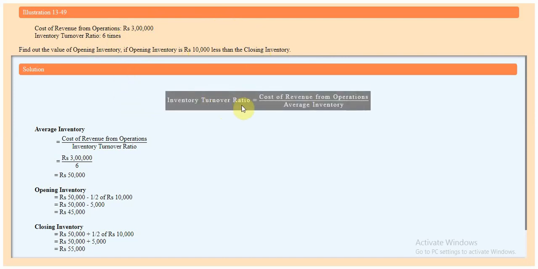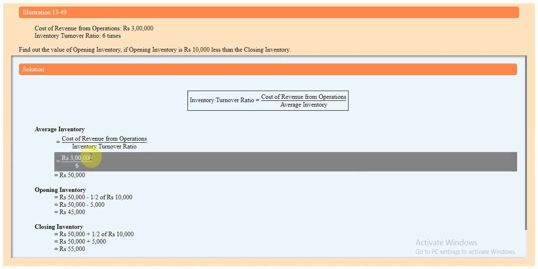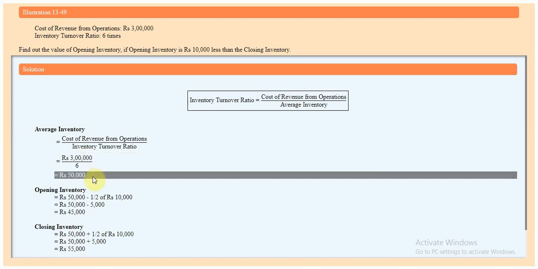So we know that inventory turnover ratio is equal to cost of revenue from operations divided by average inventory. Inventory turnover ratio is given to us and cost of revenue from operations is also given to us. So what is the thing that we can find out in this formula? We have to find out the average inventory. Average inventory is nothing but cost of revenue from operations divided by inventory turnover ratio. Just reshuffle the formula, you will get this. 3 lakh is already given in the question and 6 times is also given. So with that we have found out the average inventory. Okay, so average inventory we know.